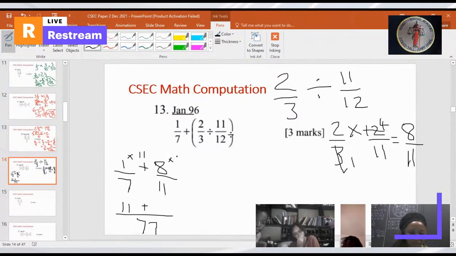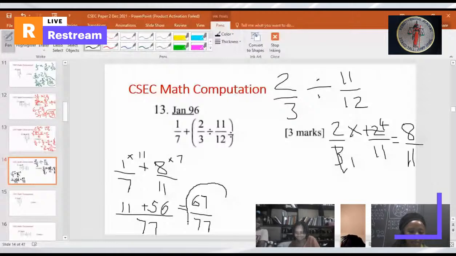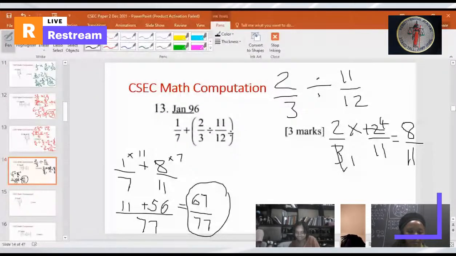and 8 times 7 is 56. So 11 plus 56 is 67. 67 over 77. Final answer. Yes, miss. It cannot be reduced. That was only 3 marks.